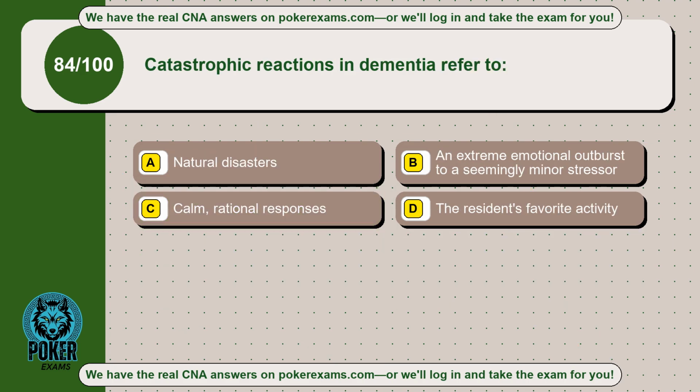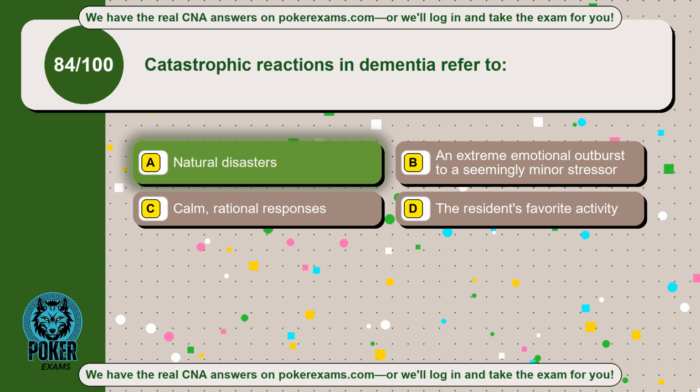Question 84. Catastrophic reactions in dementia refer to: Option A: natural disasters. Option B: an extreme emotional outburst to a seemingly minor stressor. Option C: calm, rational responses. Option D: the resident's favorite activity.